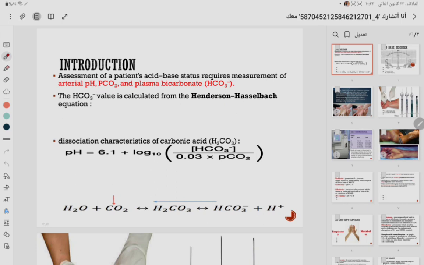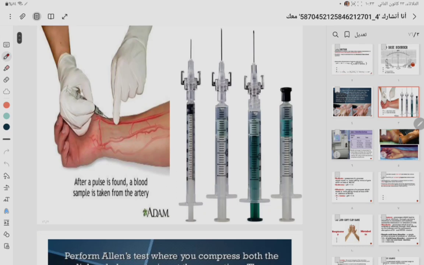Next, please. So how do we measure the pH? We do it through ABGs. The ABGs are arterial blood gases. You can see the syringes: pre-filled syringes, vacuum-filled syringes, and sometimes we use insulin syringes. It depends. And it's taken from the radial artery.